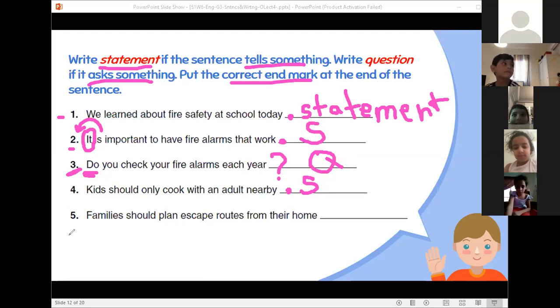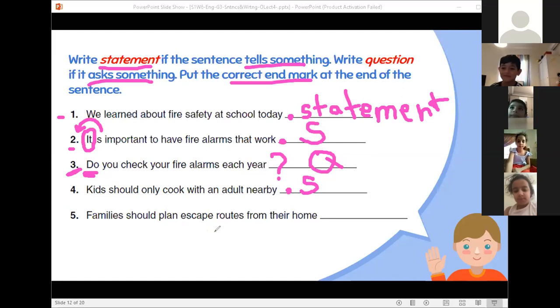Families should plan escape routes from their home. Statement. Yes, it is a statement. I'm not asking, I'm telling what families should do. Thank you.